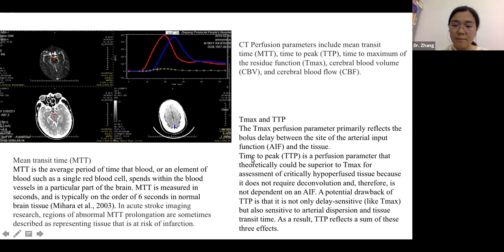And then time to peak, that is TTP, is a perfusion parameter that theoretically could be superior to Tmax for assessment of critically hypoperfused tissue because it does not require deconvolution and therefore is not dependent on the AIF, but it also has some drawbacks. It is not only delay sensitive, but also sensitive to arterial dispersion and tissue transit time. So TTP reflects the sum of these 3 effects.